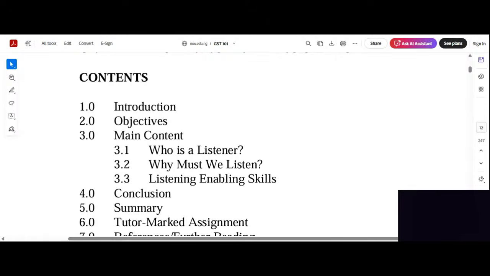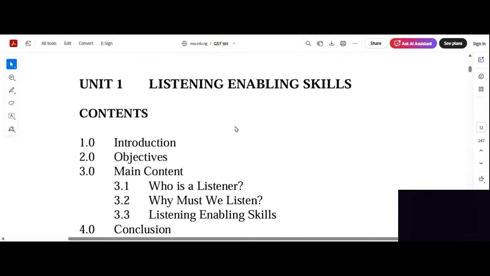So guys, our concern tonight is Unit 1. And in this Unit 1, we'll be talking about listening enabling skills. What it means is the skills that are required of you in order to be able to listen. This is what will help you to distinguish between listening and hearing. Everyone can hear if they have functioning ears anyway, but that doesn't mean they are listening. You will see the difference between the two.